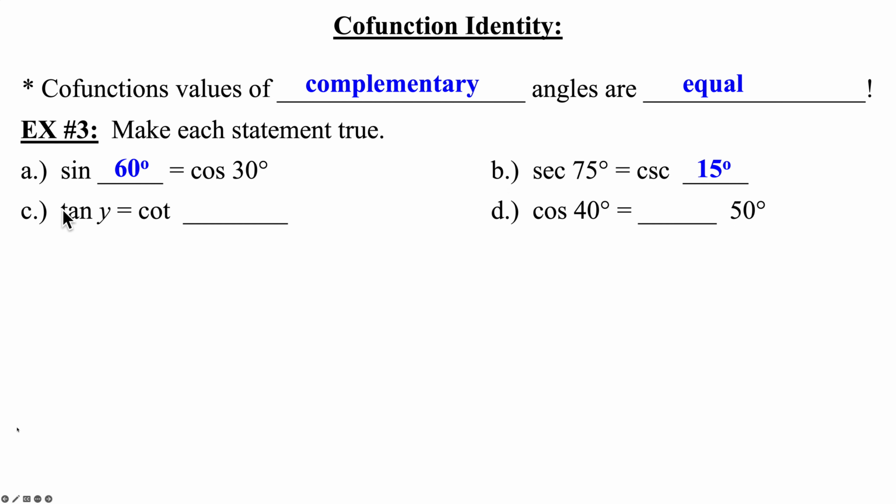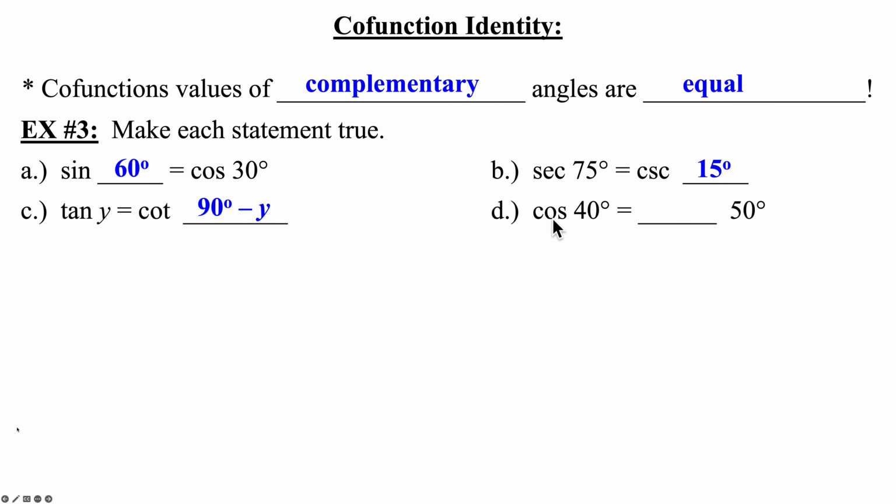For part C, we have tangent of y. Don't panic. We took the 30 and subtracted it from 90. We took the 75 and we subtracted it from 90. Take the y and subtract it from 90. Tangent and cotangent, this will be 90 minus y. 90 degrees minus y.